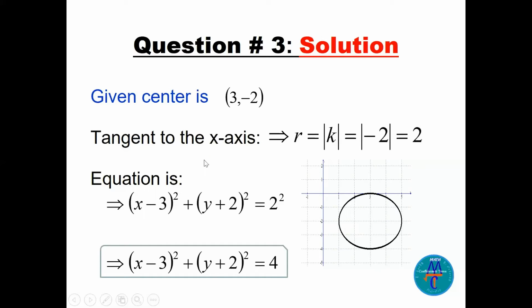Now, this is h in the formula, x minus h squared, y minus k, when you put minus 2 becomes plus 2. So x minus 3 squared, y plus 2 squared equals 4. That is the answer, which is the equation of this circle.